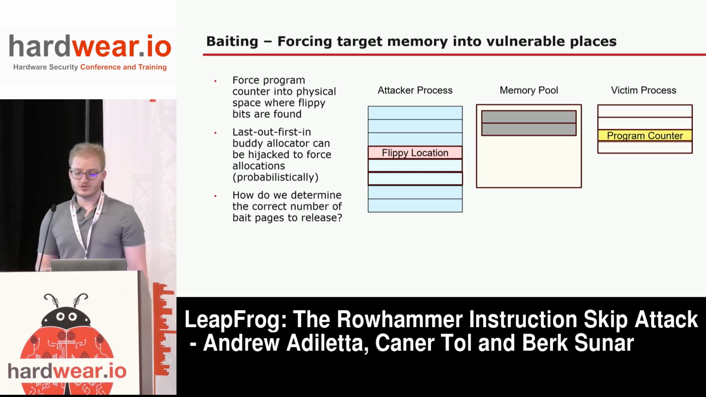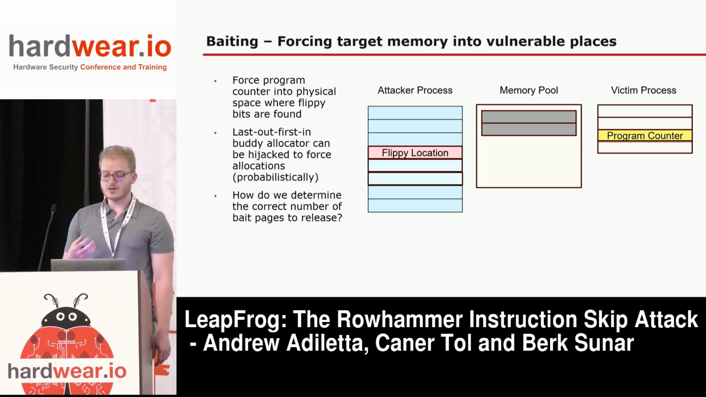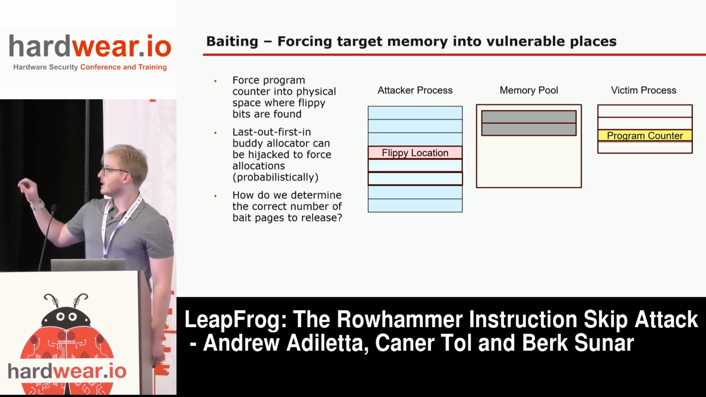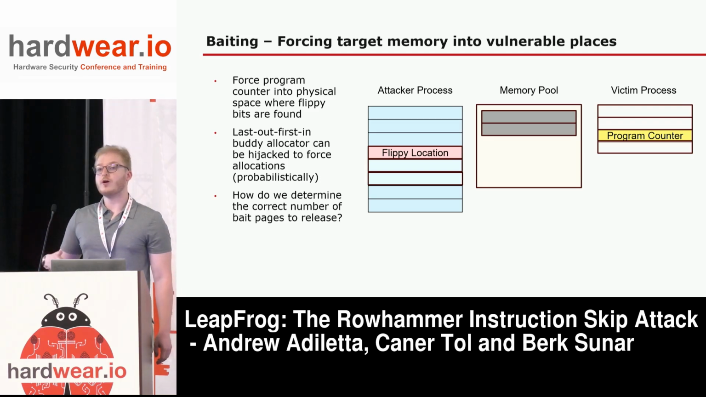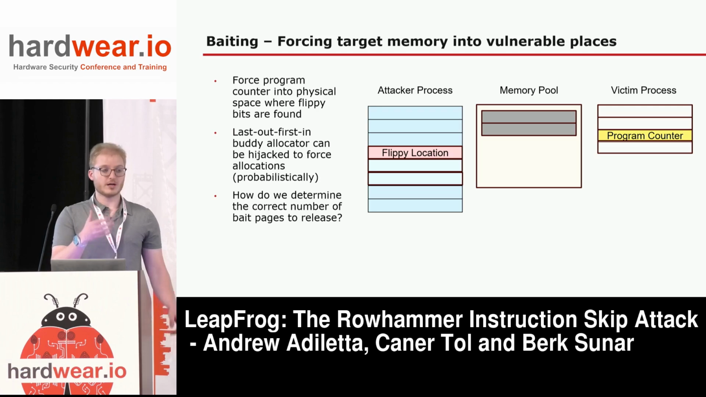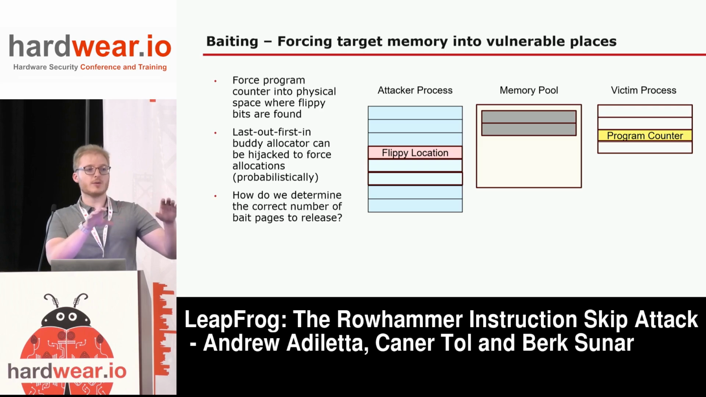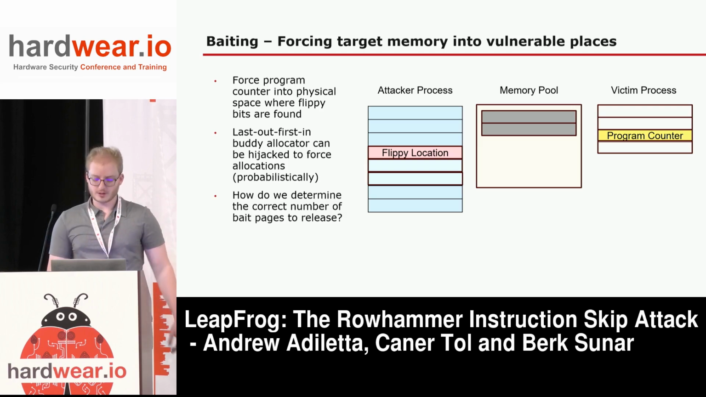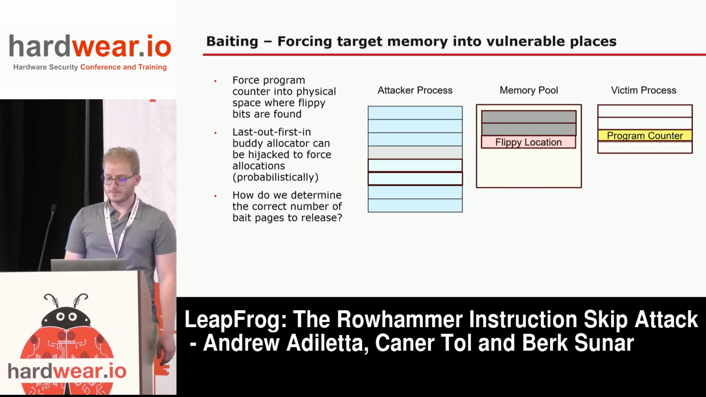And the way that it works is you've got this memory pool. If you are a process and you deallocate memory, it gets sent over to the memory pool. And so what we do as an attacker is we will deallocate our flippy locations. We've profiled our own memory. We've done the Rowhammer attack on our own memory space, and we've determined, okay, this particular area in our memory is flippable. We can inject faults there.